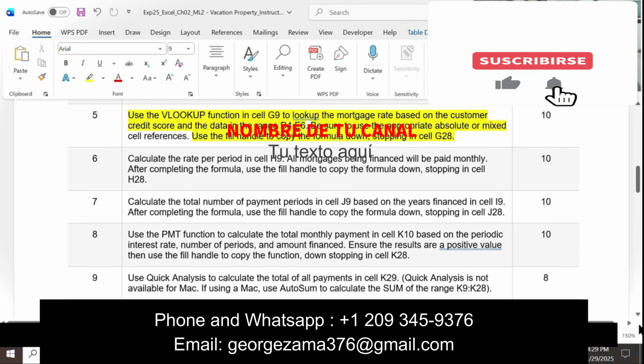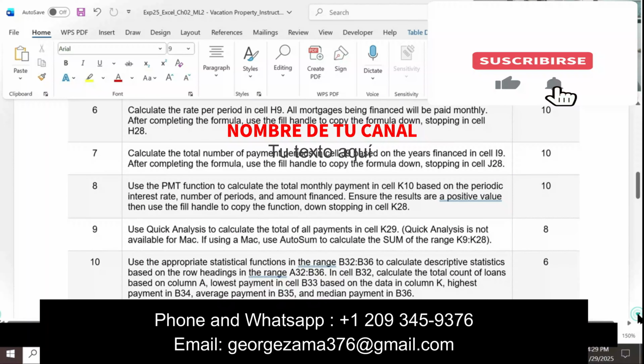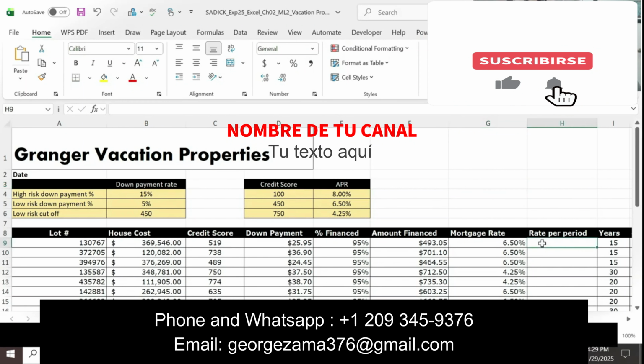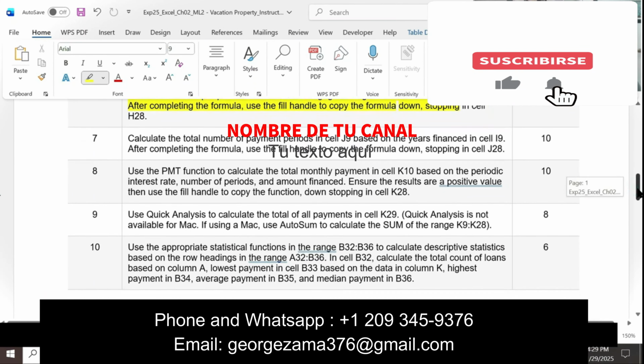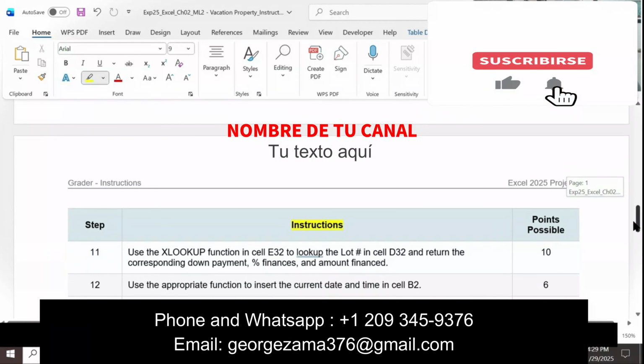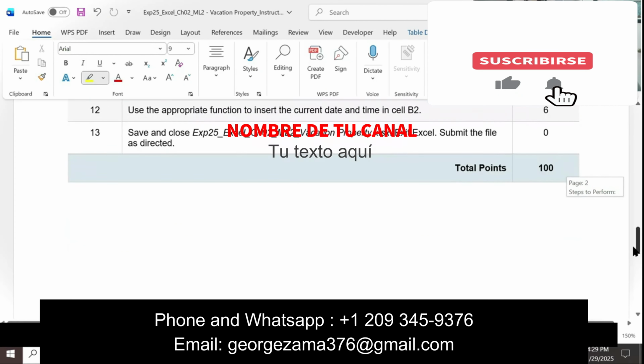Now we are moving toward question number 6. In question number 6, what we have to do: calculate the rate per period in H9. All mortgage based being financed will be paid monthly. After completing the formula, use fill handle to copy the formula down, stopping in cell H28. So in question number 6, we have to work in H9, and here we use a formula to calculate the rate per period. So question number 6 will be done in this way. The same way we will solve questions 7, 8, 9, 10, 11, 12, and 13 step by step.